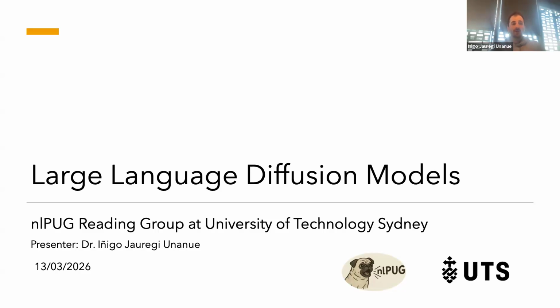So today's topic for the reading group is large language diffusion models. I've been hearing about them a little bit in the recent months. And so I was interested in reading at least one of the many papers that are around and trying to understand a bit the mechanism. And that's what I will be presenting today.